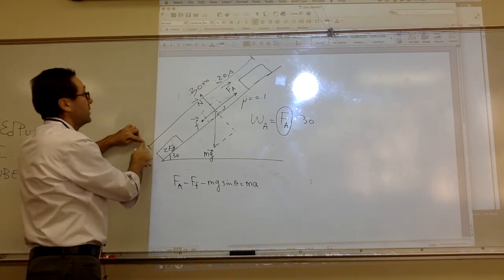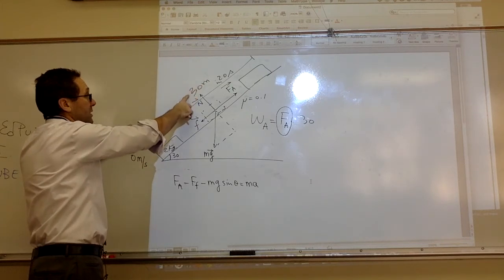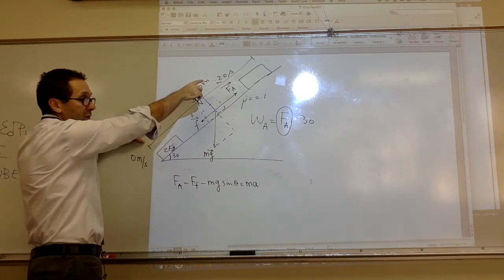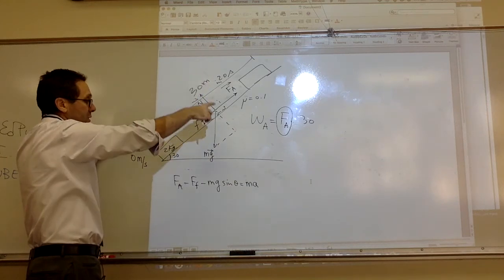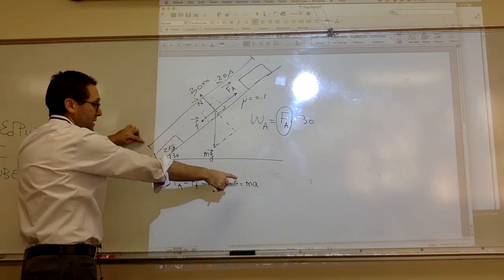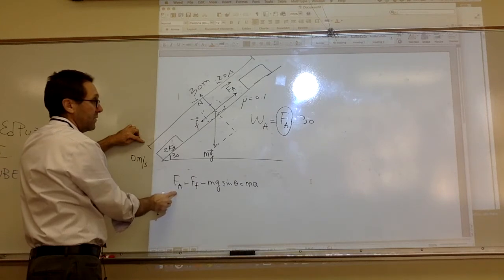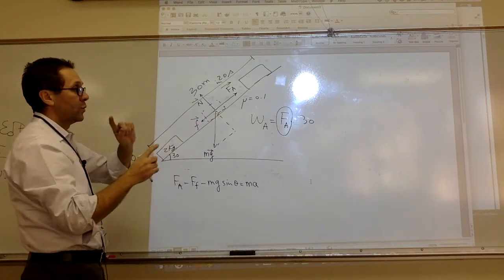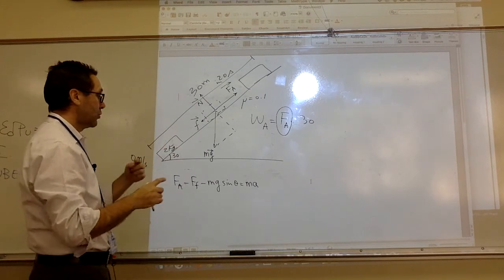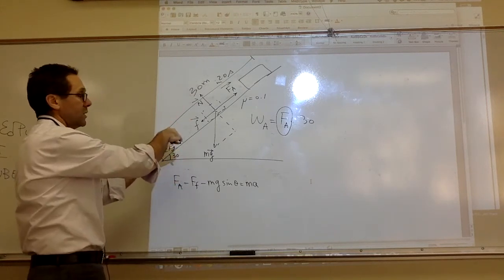I'm not going to do it, but I'm going to give you a hint how to do it. The initial speed is 0. I don't know the final speed. I know the distance traveled, and I know the time. So I don't have the final velocity. So you have to figure out which equation to use to get the acceleration. Once you get that, you can figure out the Fa. Now you have the work done by the applied force.